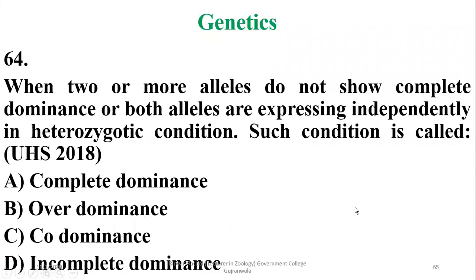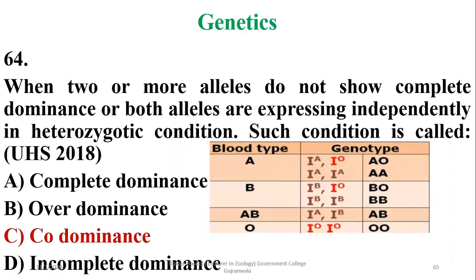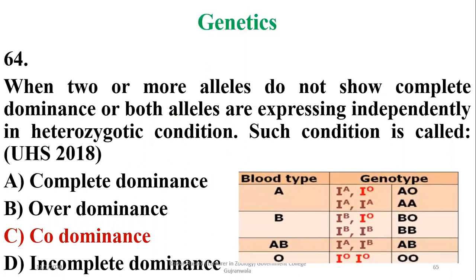Number 64, when two or more alleles do not show complete dominance or both alleles are expressing independently in heterozygous condition, such condition is called codominance, such as in case of AB blood group. When A and B both are present, they equally express themselves to develop another phenotype that is different from A or B.